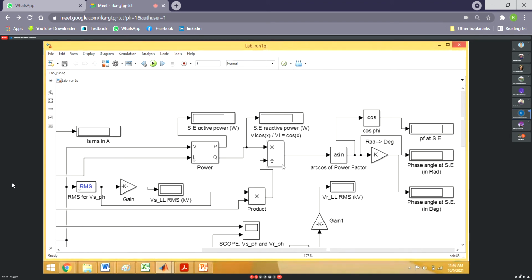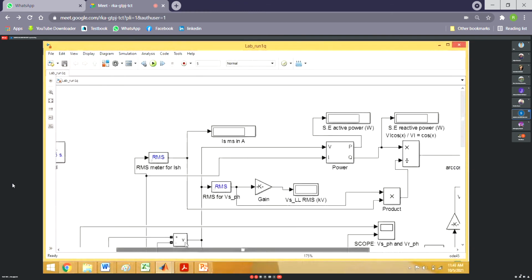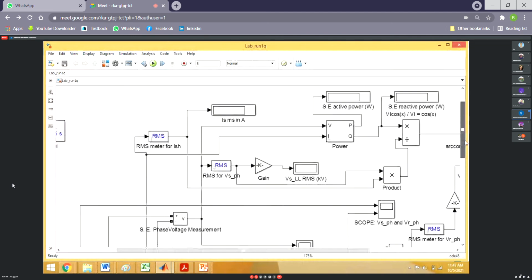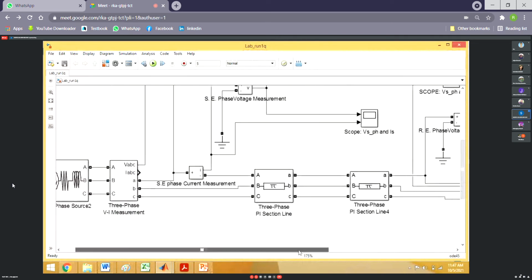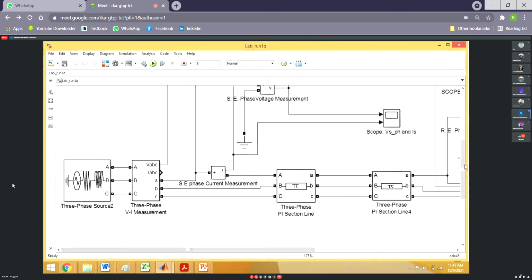But if we do the same experiment in the laboratory, then what we shall do? We shall feed this V and I to the phase angle meter. Then it will show whether this current is leading or lagging. So we have no need of this type of thing. Have you understood a little bit at least? If you have any question, you can ask me.